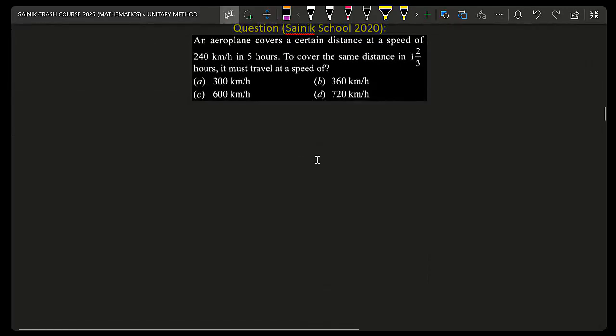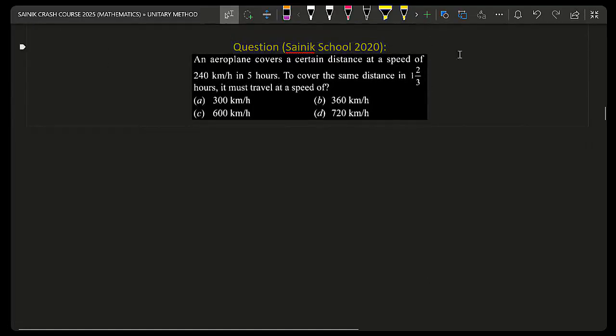An aeroplane covers a certain distance at a speed of 240 kilometers per hour in 5 hours. To cover the same distance in 2 by 3 hours, it must travel at a speed of what? Okay, who will answer this question? Any method you can solve. Who will answer this question? Raise a hand. Yes, Shriyansh, can you answer this?